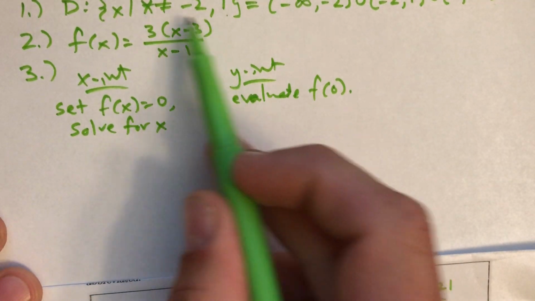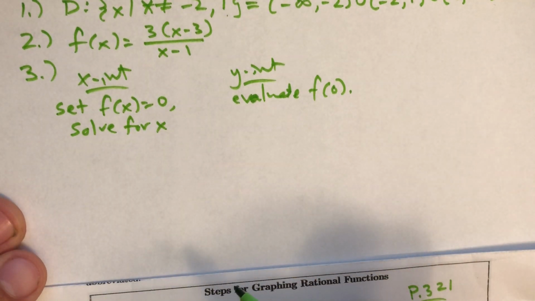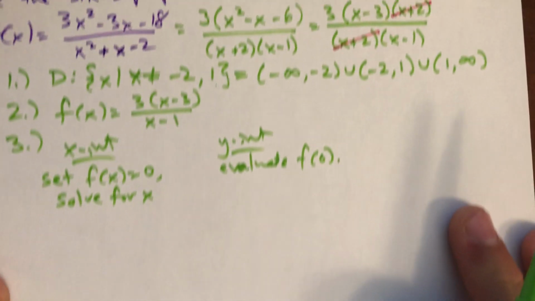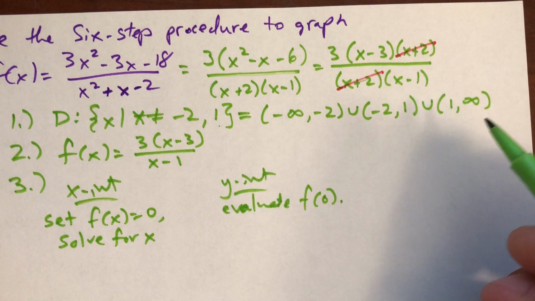So we can use the reduced function for this because the things that we're missing out on from this one are excluded from the domain anyway.